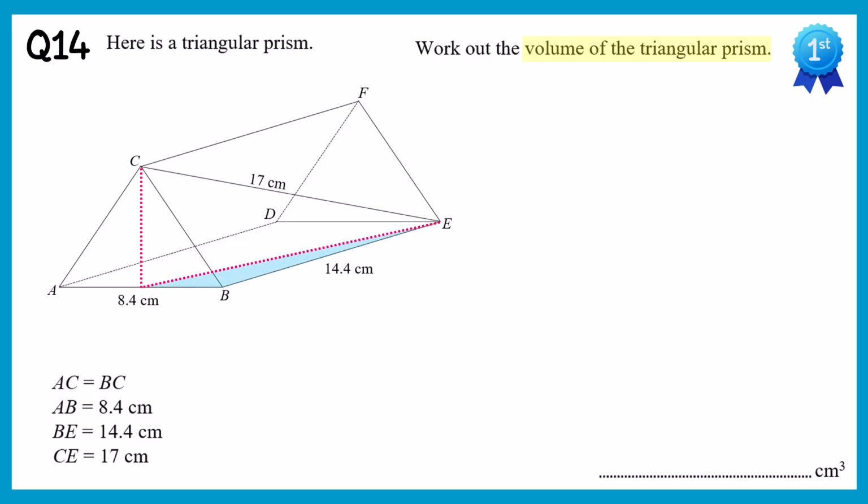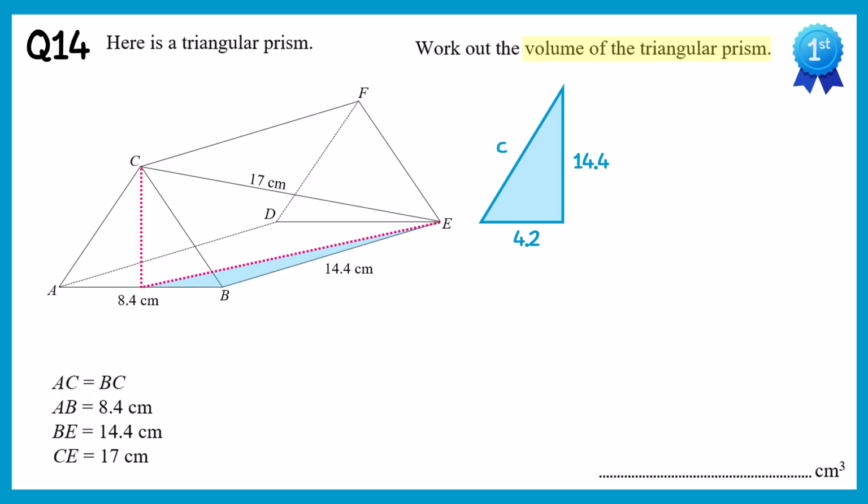If we look closely at this triangle here, it's actually a right-angled triangle on the base of the prism, so it looks like this. The height of it is BE, which is 14.4, and the base will be half of AB, so half of 8.4, which is 4.2. Since we know two sides of this right-angled triangle, we can find the remaining side using Pythagoras.